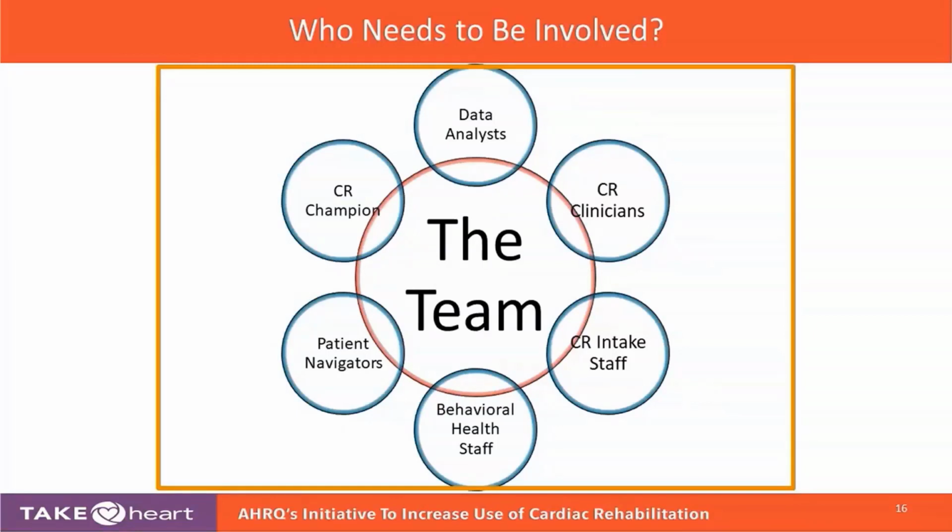So this can start from, for example, data analysts, people who can look at who's not coming and how you're doing when you start changing things, involving the clinicians and the intake staff on the CR side. And then one really important element is trying to identify folks that might serve as your cardiac rehab champion. One suggestion is to identify people who can really be the champions for the program. You might have one on the inpatient side and one on the outpatient side as well.